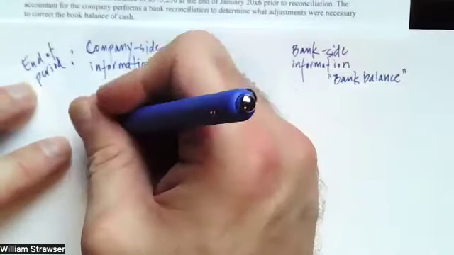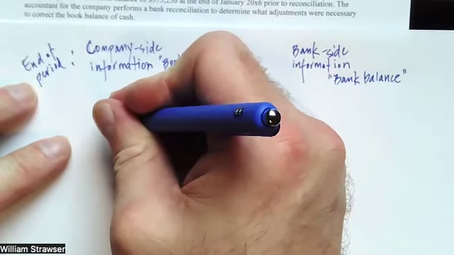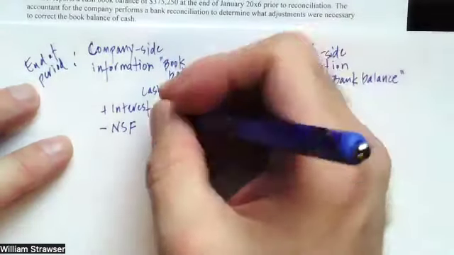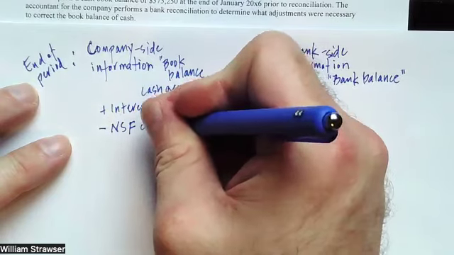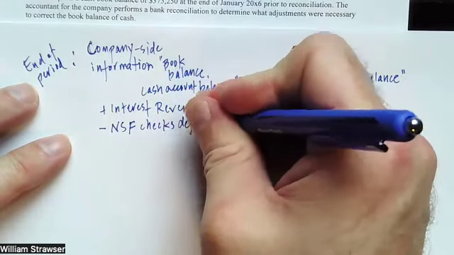So interest revenue is one. Another one that the company will not know until it talks with the bank or looks at its accounts is any NSF checks deposited by the company.